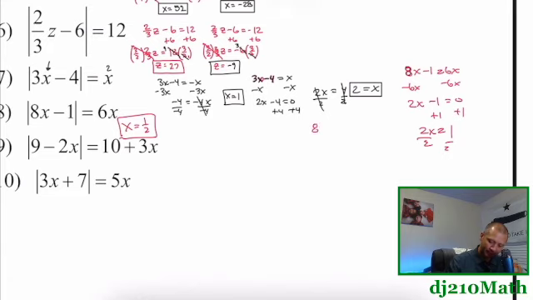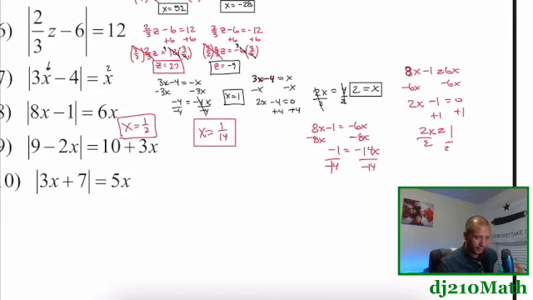Okay. Now we look at 8x minus 1 is equal to negative 6x. So if I subtract 8x minus 8x, we get negative 1 is equal to negative 14x. Divide both sides by negative 14. X is equal to 1 over 14. Plug that in, it'll work. Right, 8 times 1 over 14, 8 over 14, which is 4 over 7. 4 over 7 minus 1, negative 3 over 7. Absolute value of negative 3 over 7 is 3 over 7. So then on the right-hand side, 6 times 1 over 14 would be 6 over 14, which reduces to 3 over 7. So 3 over 7 works out. Okay, you could do the math on that.